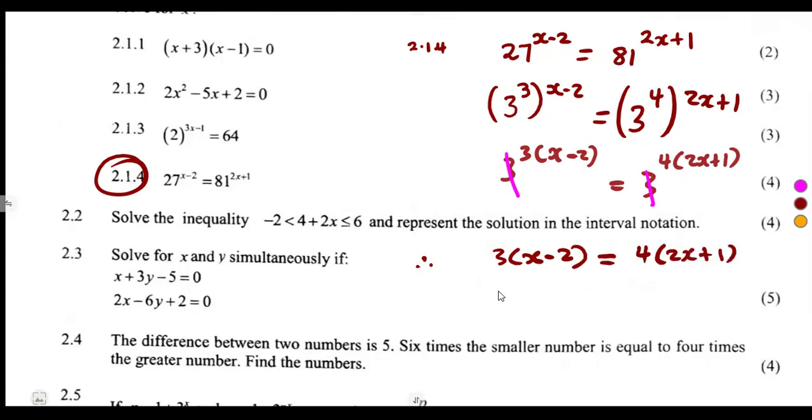So that's it. Expand your brackets and simplify. 3 times x, that's 3x. 3 times negative 2, that's negative 6. 4 times 2x, that's 8x. 4 times 1, positive 4.